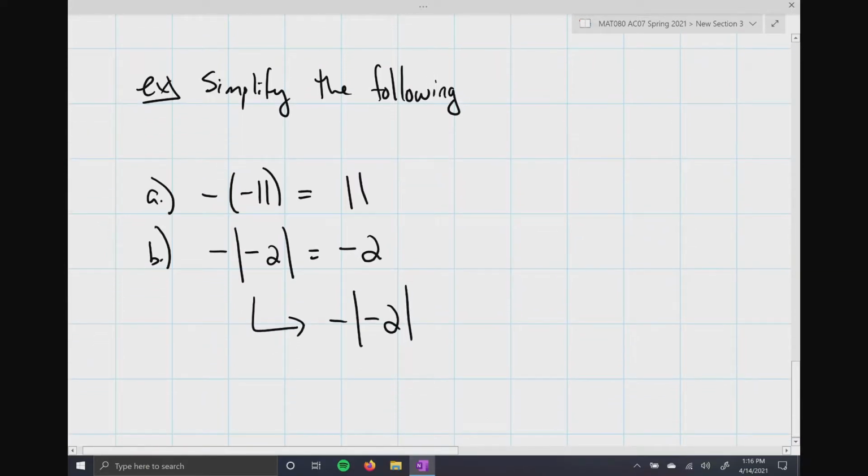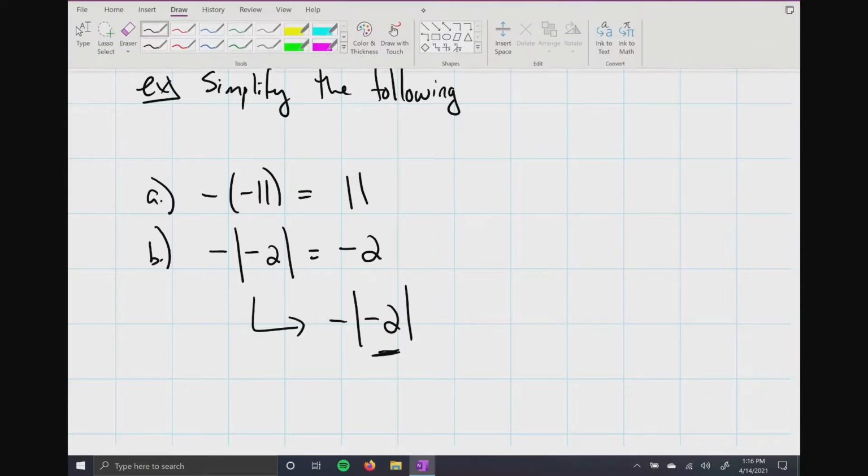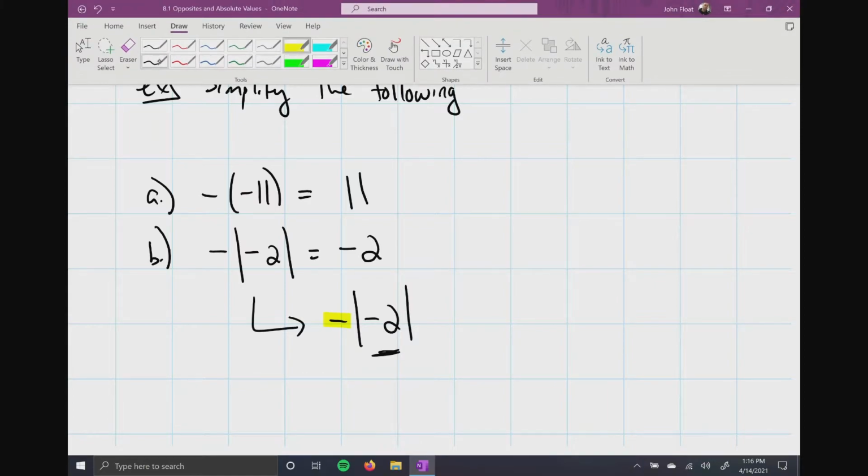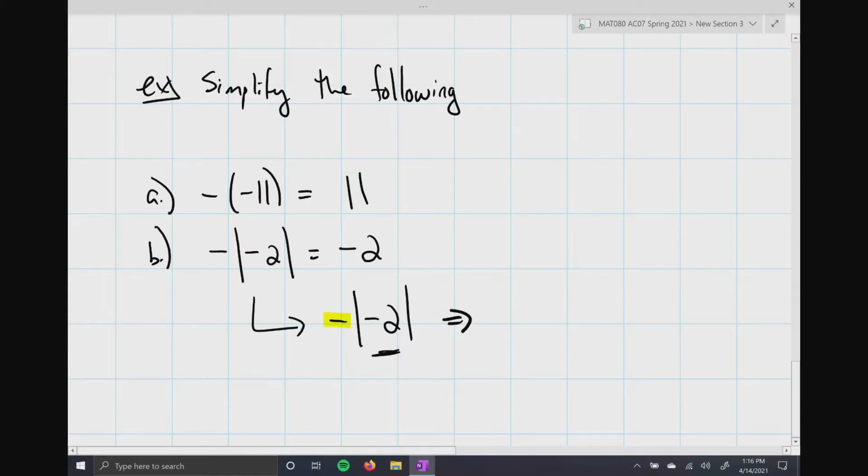The first thing that you're going to simplify is inside the absolute value. This negative out front that I'm going to highlight here, that negative out front is not included with the absolute value, so it stays there. In fact, if you wanted to, you could think of this as -1 times the absolute value of -2. And if you think about it that way, which is the proper way to do this, then you'll see that this is going to be -1 times +2.